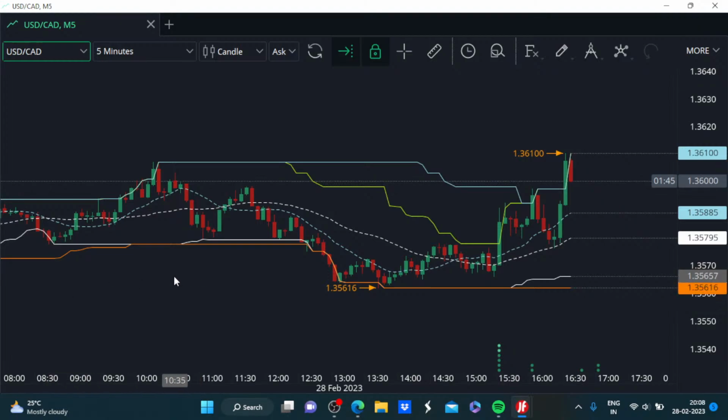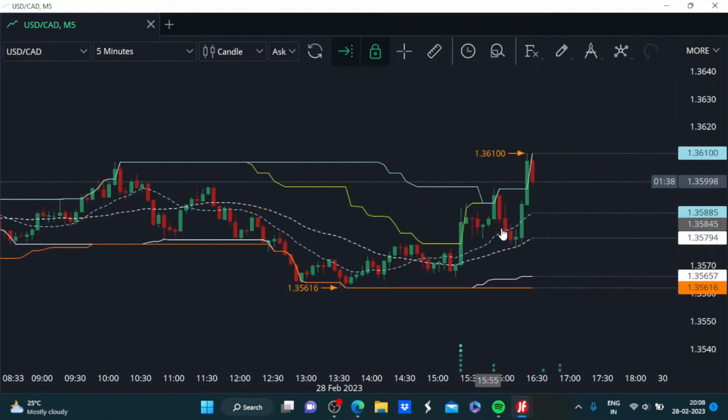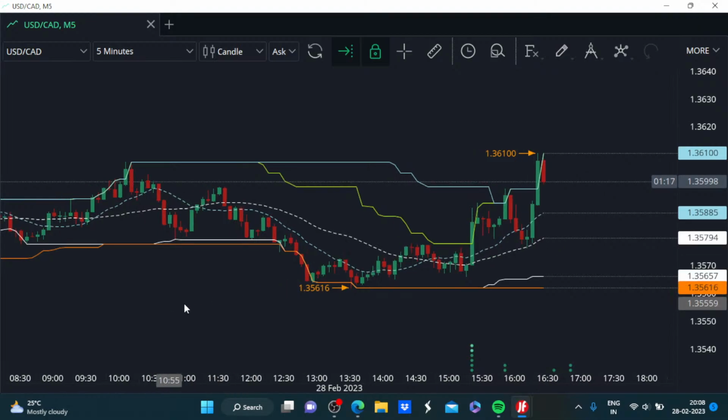For the USD CAD, the momentum has been on the upside. If we see this immediate move after the release of economic data for Canada, we have seen this depreciation of the CAD. So CAD is now trading on the bearish side. It is more in line with the AUD, NZD, and even JPY. So we will have to keep that in mind while making any trading decisions in the USD CAD.